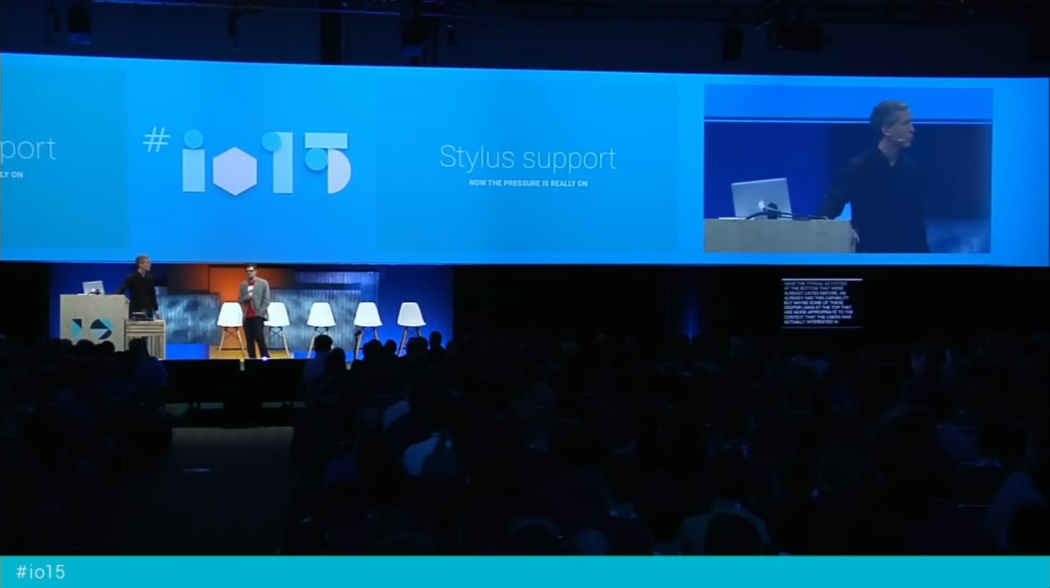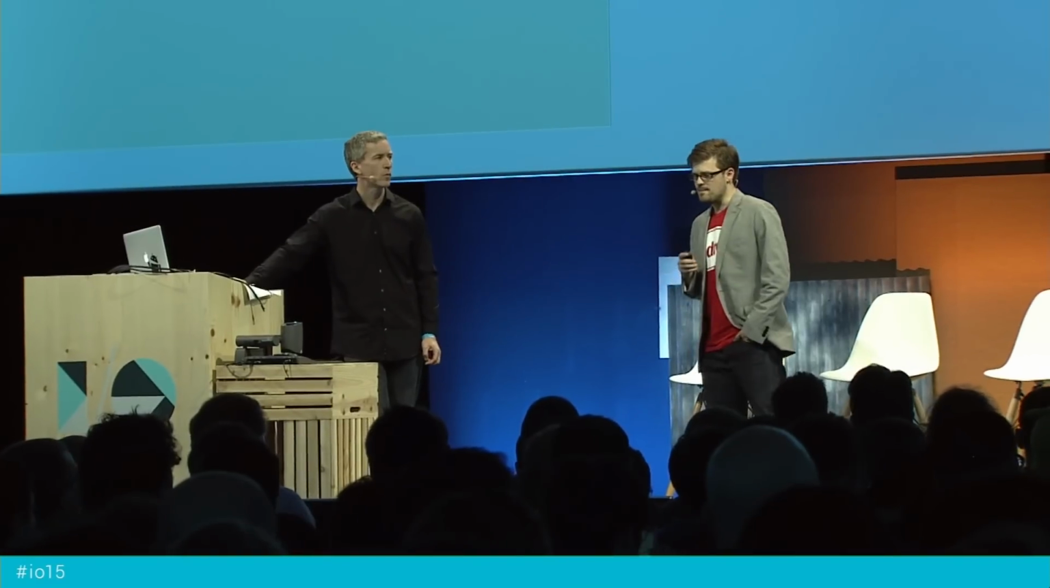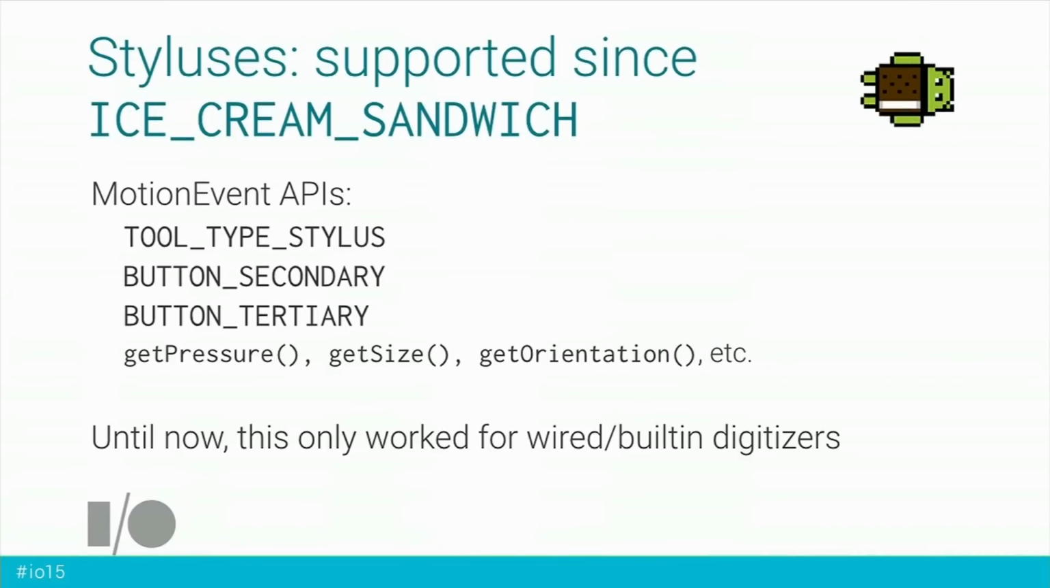Let's talk a little bit about support for stylus. We actually supported styluses since way back in Ice Cream Sandwich. We've had constants in the motion event APIs to allow you to detect that a particular touch stream is actually not coming from a finger at all, but coming from a stylus tool. We've got buttons that you can query to see if they're being depressed, pressure and size data as well. Now, of course, as many of you know, you can get some of that pressure and size data out of a piece of capacitive glass, but for a stylus, you get accurate information.